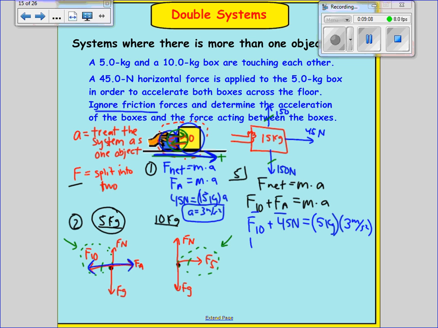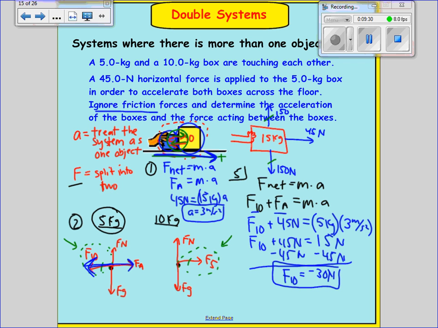Now I'm going to go ahead and solve. F sub 10 plus 45 is equal to 5 times 3, which is 15. I'm going to subtract 45 from both sides. Okay, and notice that I get the force that the 10 kilogram block is pushing on the 5 is negative 30 newtons. And we know that it should be negative because remember, the force that the 10 kilogram block pushes back is in the negative direction. So that actually makes sense that we should get a negative. But the force is 30 newtons.